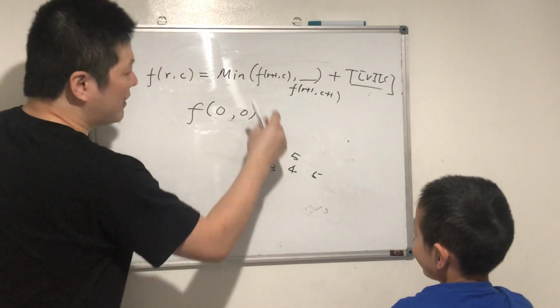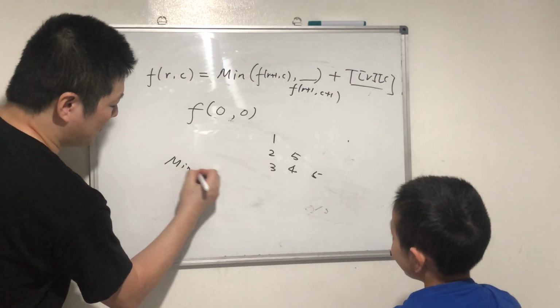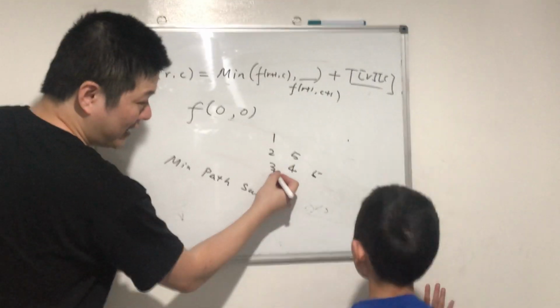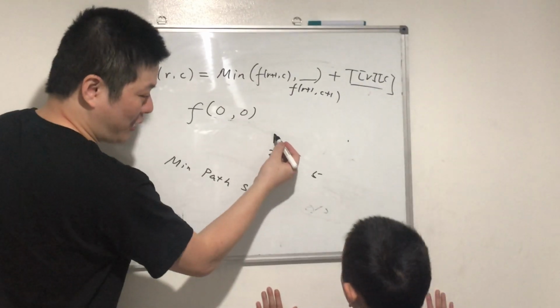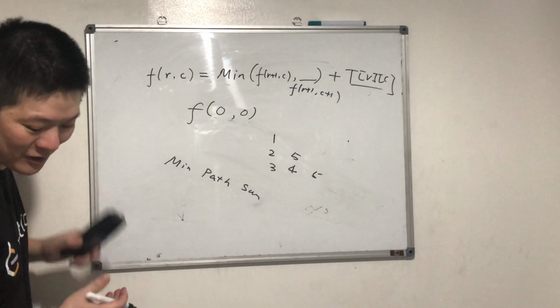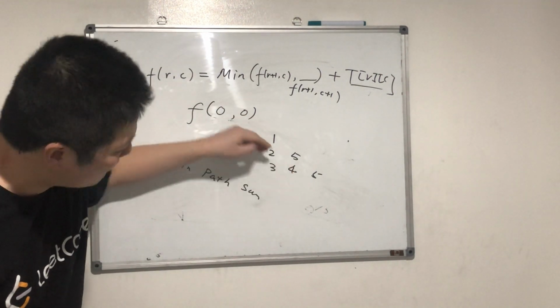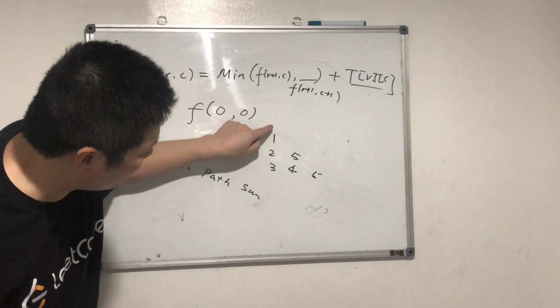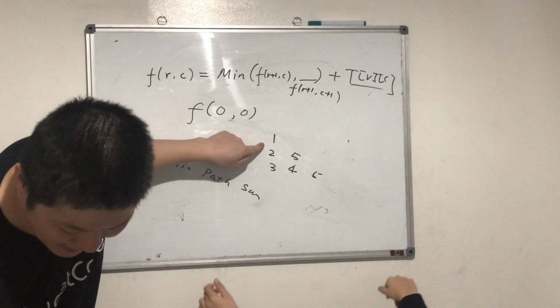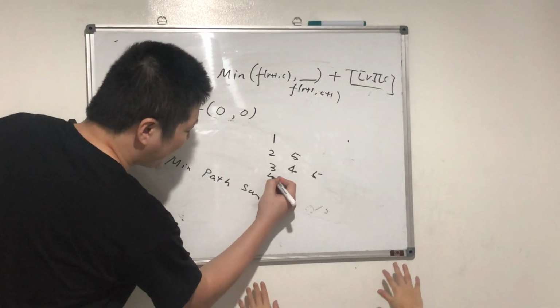So basically, look, you want to find a minimum path sum from the top to the bottom, yeah? Is it the same as from the bottom to the top? Yeah, it's the same. You want to add the numbers and find a minimum path sum from top to bottom. It's the same as from bottom up.